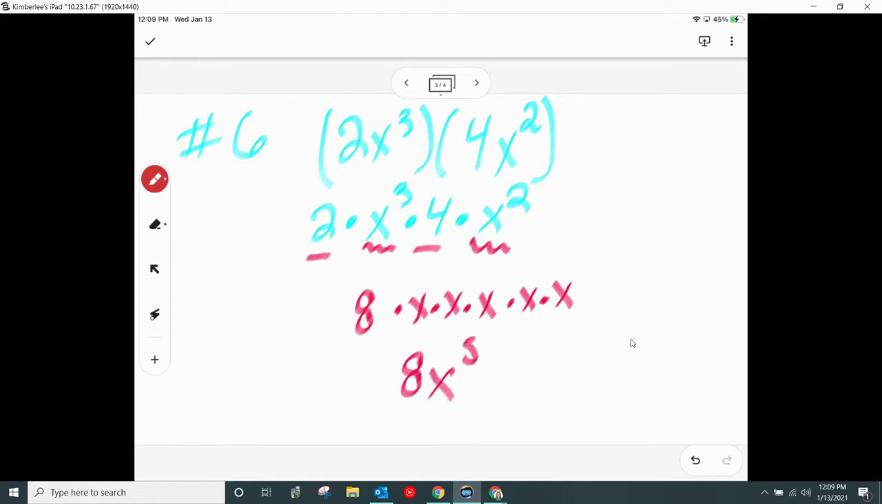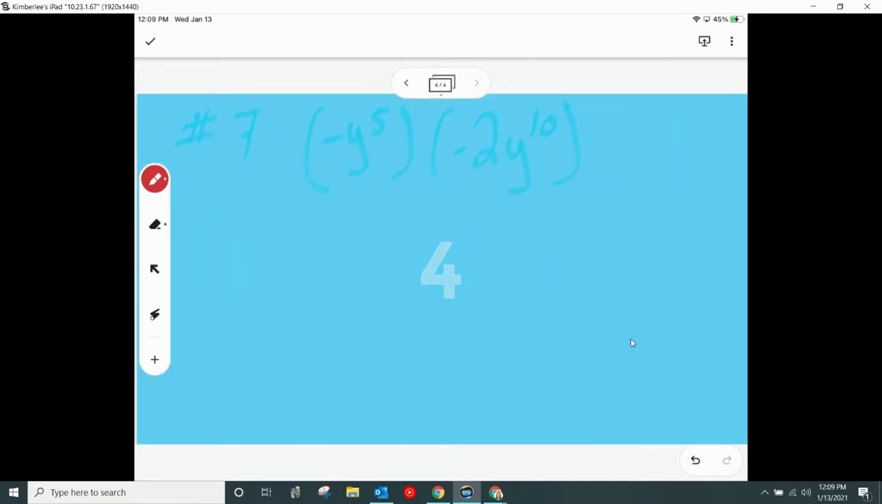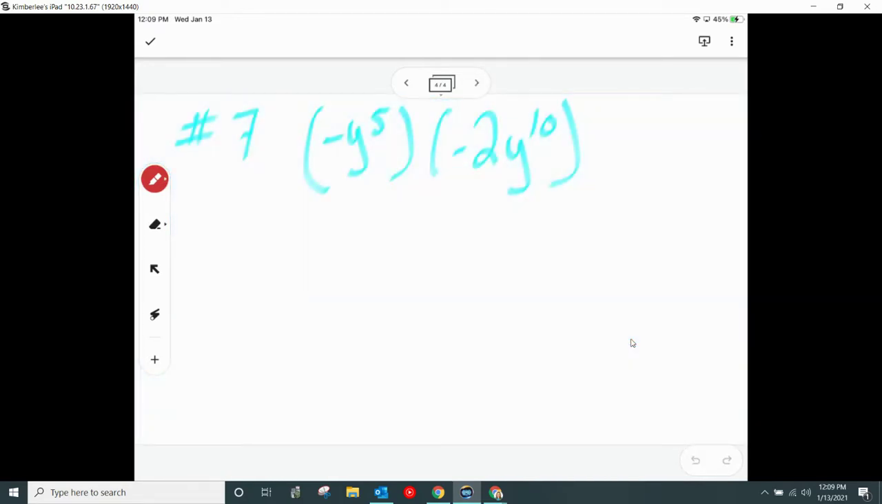But here's the shortcut again. Look, I knew I was going to have to write 3 x's and then 2 more. So I could have just added those up and gotten x to the 5th. 3 plus 2 gives me the 5. That would have been the shortcut, and I wouldn't have had to write all that out. So let's look at one more. Negative y to the 5th times negative 2y to the 10th.